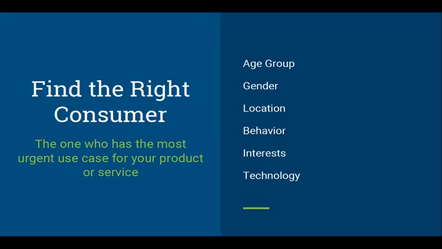So what's the first step when you want to reach out to consumers for your app? The first thing you need to figure out is who's the right consumer. In general, if I create a game, I can say anybody can play my game and enjoy it, but when you're going to do marketing, you have to figure out who's the right consumer for you. By right consumers, especially for apps and early-stage startups, I mean the consumer who has the most urgent use case for your product.